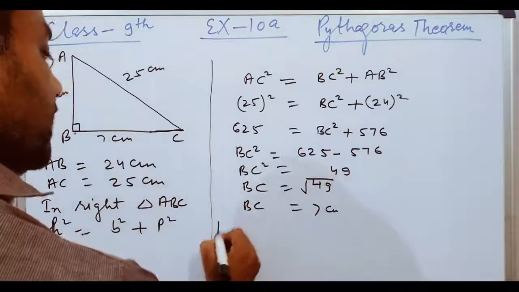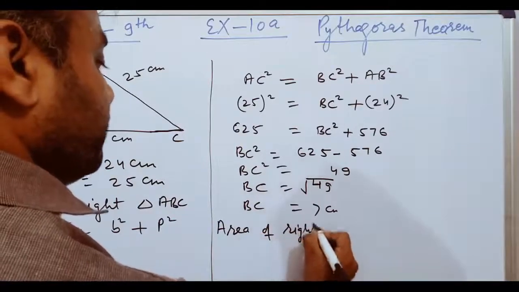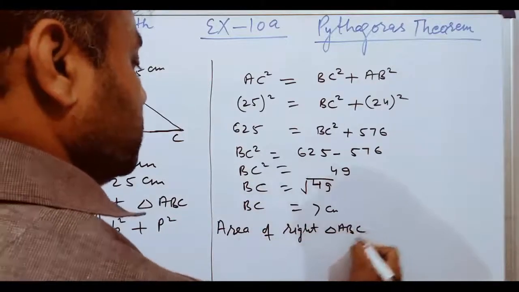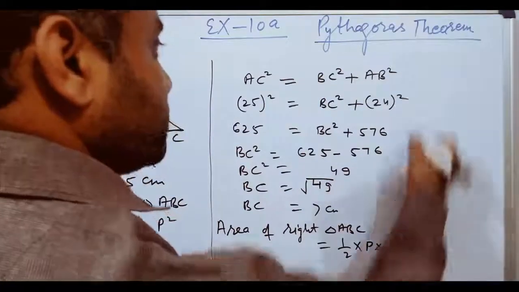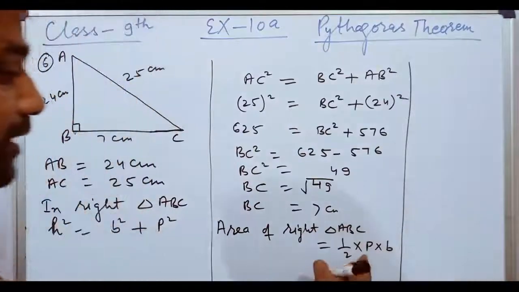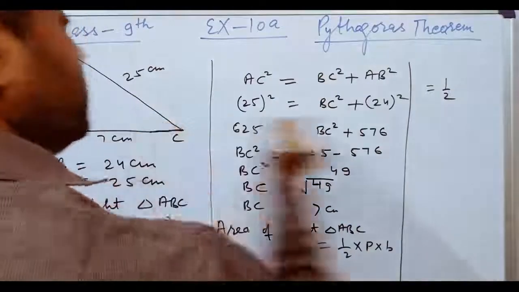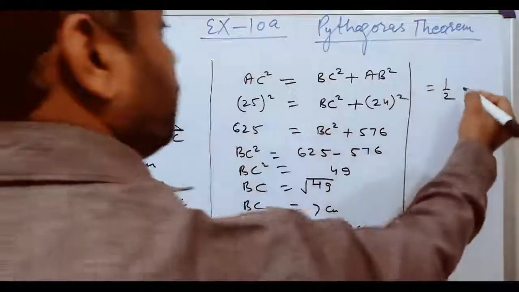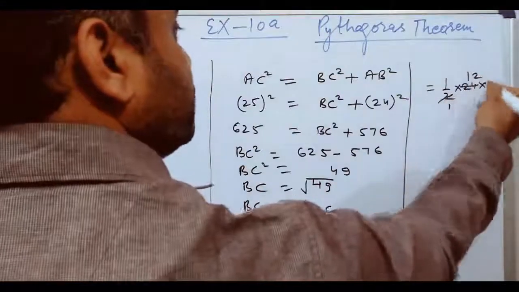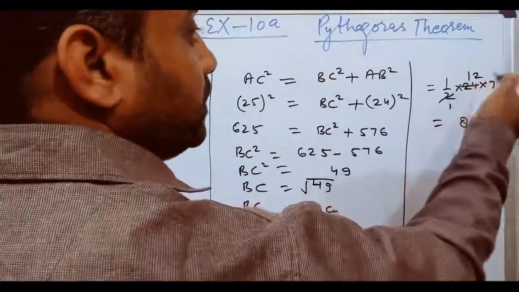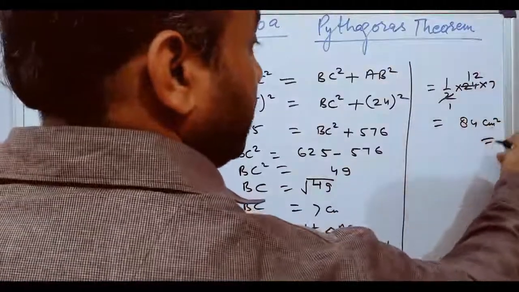Now area of right triangle ABC equal to half perpendicular into base. Half perpendicular, dear student, 7, perpendicular 24, base 7. 2 12s are 24. Then 12 7s are 84. 84 centimeter square. This is the answer.